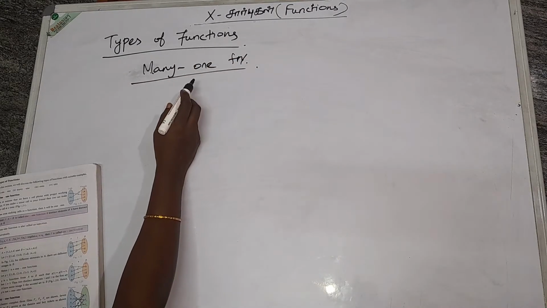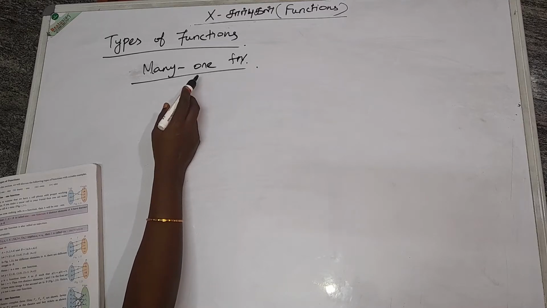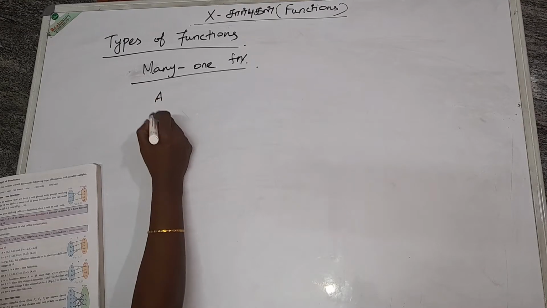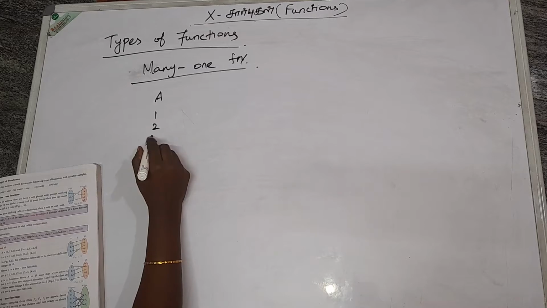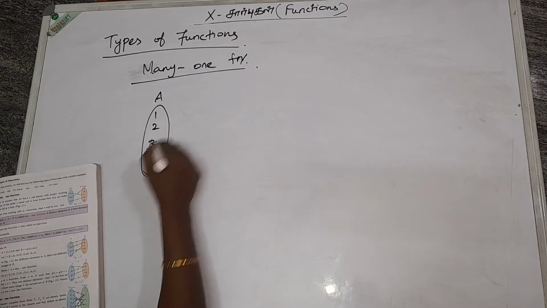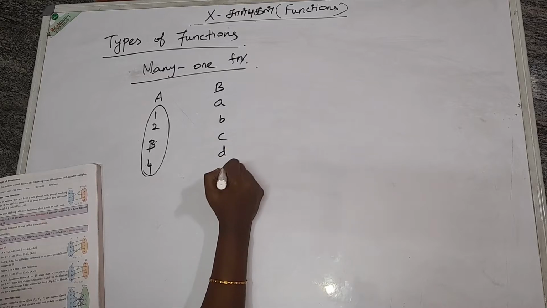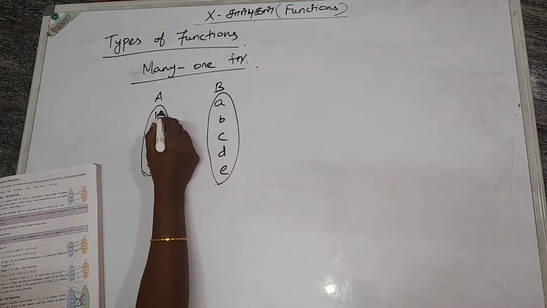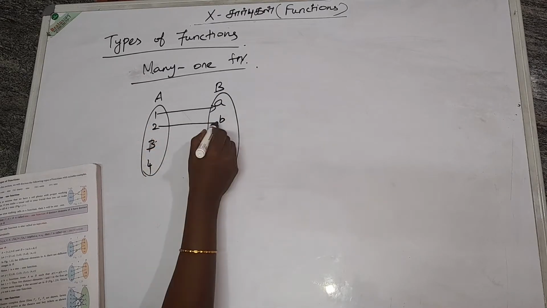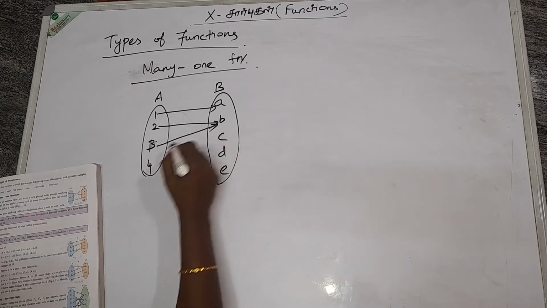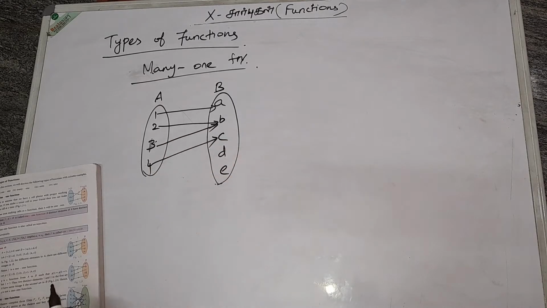Many to one function. How do you say that many to one function? Suppose you take 1, 2, 3, 4, the domain has 4 elements, and the codomain is some A, B, C, D. Here 1 is related to A, 2 is related to B, 3 is also related to B, 4 is related to C.